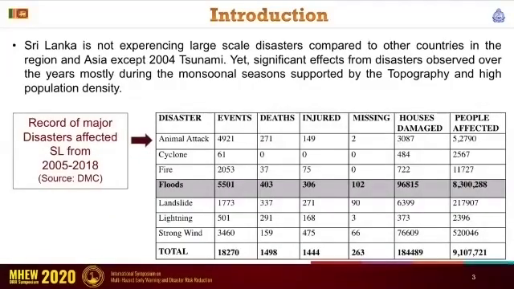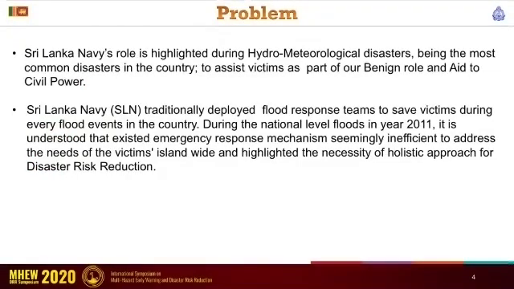What you can see on the screen are the major disasters that affected Sri Lanka from 2005 to 2018. What I want to emphasize here is the significance of floods. Sri Lanka Navy's role is highlighted during hydrometeorological disasters, being the most common disasters in the country, to assist victims as part of our benign role and aid to civil power. Sri Lanka Navy traditionally deployed flood response teams to save victims during every flood event in the country.